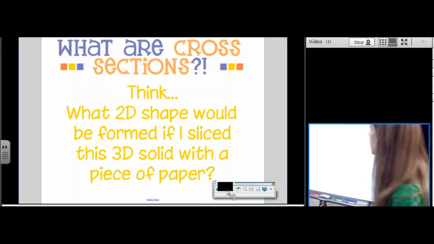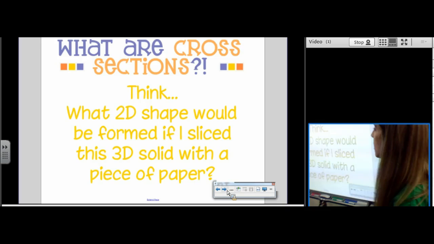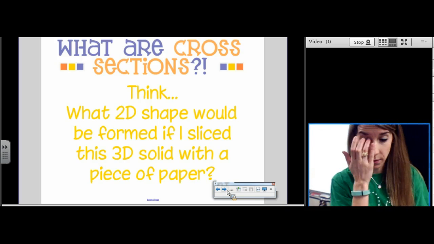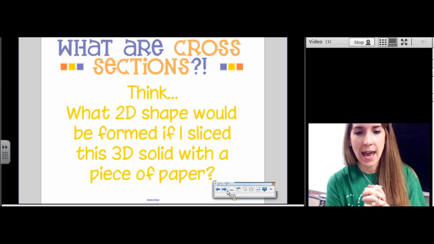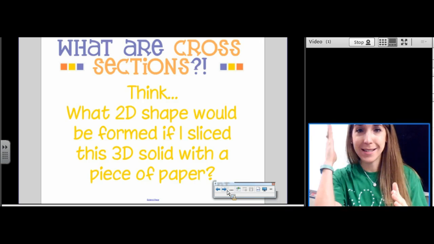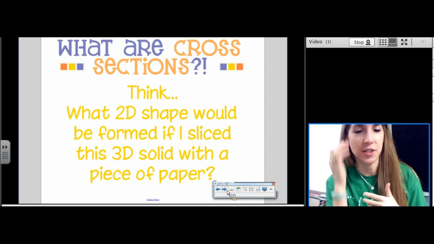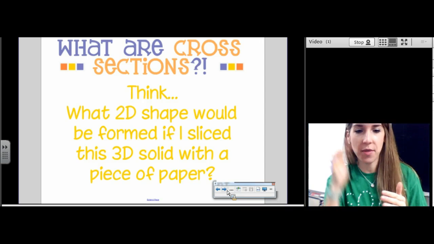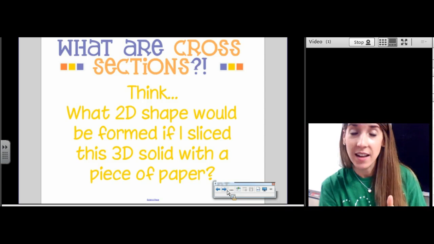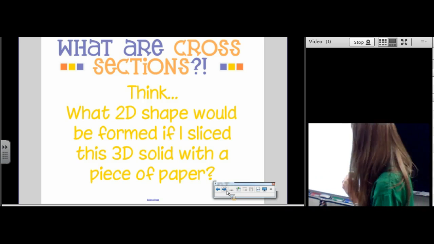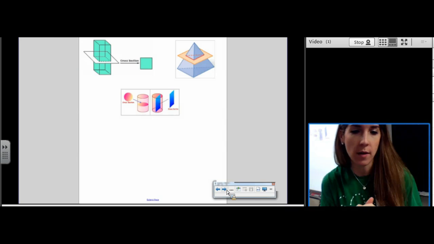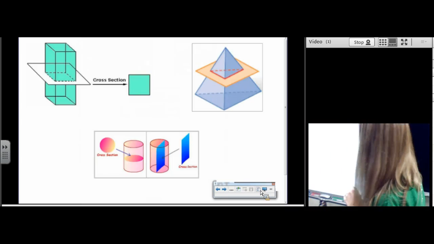So before we do our activity that we're going to do today, I want to talk about cross sections real quick. A cross section is when you take a 3D figure and you slice it. That's not the technical term, but you cut through it like with a plane, and it's the 2D shape that would be formed. Okay? Yes, you can, Quan. So let's get that a little bit larger.